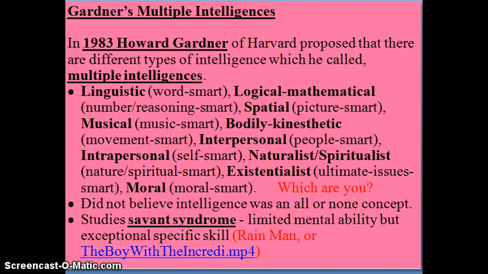And welcome back, if you are back. Gardner studies savant syndrome as well. It's one of the things that leads him to come up with this theory, and that is looking at someone who usually has a psychological disorder such as autism, very limited mental ability, but has an exceptional specific skill. And again, this video that we watched in class is available, that you can watch now. It's about 47 minutes if you decide to watch the whole thing, although you don't have to watch the whole thing to get the picture out of it.